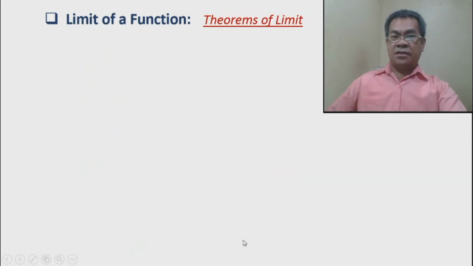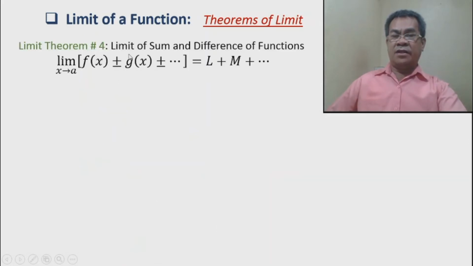Okay? So next is theorem number 4, the limit of sum and difference of functions. What will happen if your function is composed of a sum or difference of other functions? All you need to do is evaluate the limit of each function as x approaches a, then plus or minus the limit of the other. This is just like removing grouping symbols, but it is actually following the sum rule or difference rule.